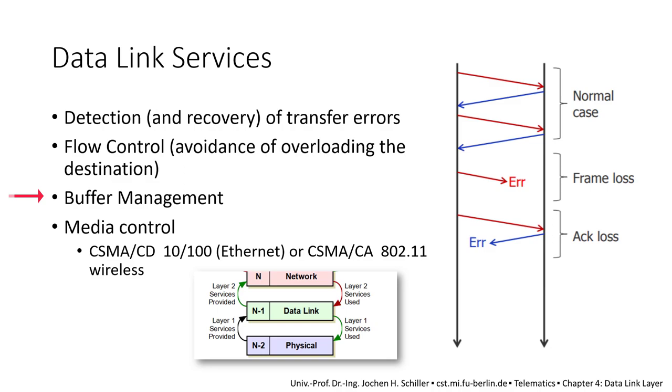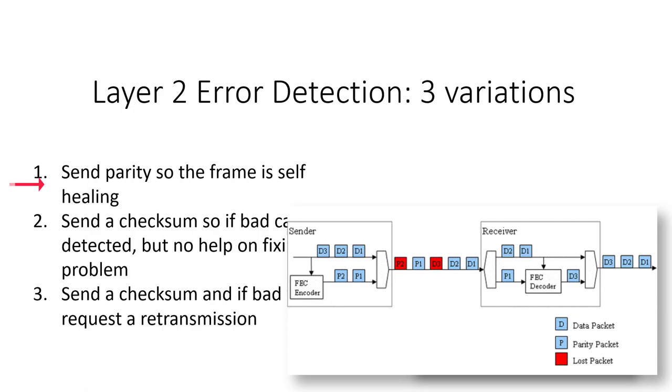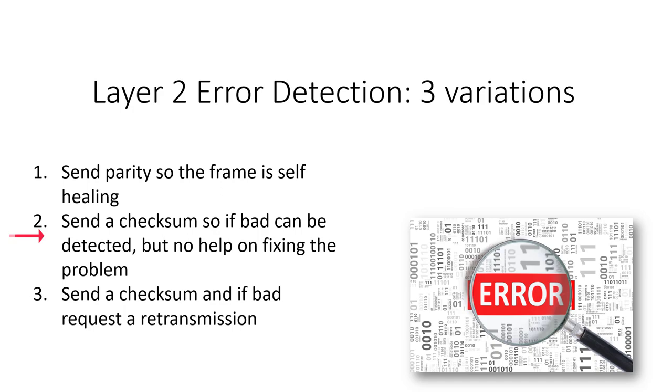Carrier sense media access with collision detection, that's in 10/100 Ethernet, which I hope you don't have. Or carrier sense media access with collision avoidance, which is used in 802.11 standards. There are three variants to layer 2 error detection. Number 1, send parity, so the frame is self-healing. 2, send a checksum, so if it's bad, it can be detected, but no help is given on fixing the problem. 3, send a checksum, and if bad, request a retransmission.